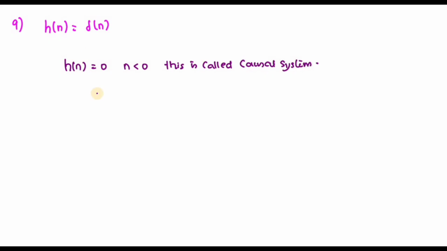You can see this is an impulse function, right? The impulse function is 1 for n is equal to 0. For the rest of the values, it is 0 only. So it is a causal system. Likewise, you can find it out.